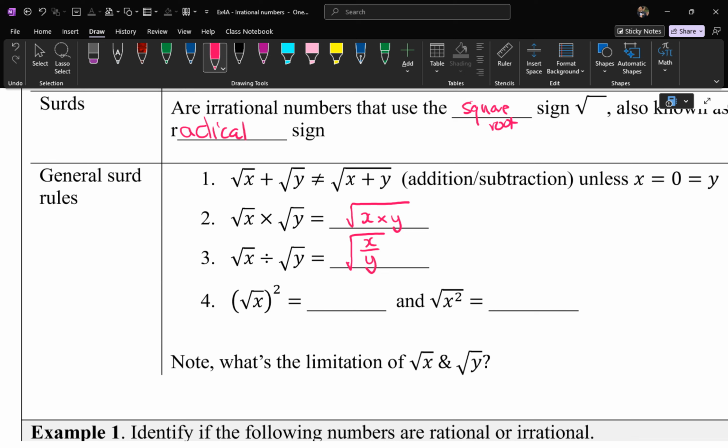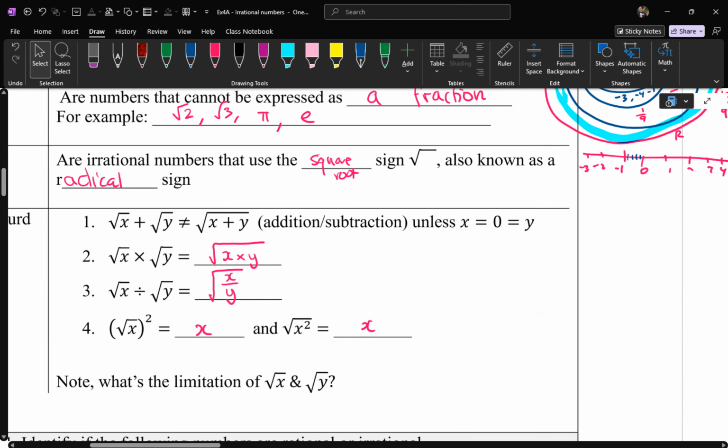And then, like we already understand, squaring and square root are inverses of one another. So that means if you did root of x and you squared it, you should get the answer of x. Very good. And similarly, if you did it the other way around, if you squared x and then you square rooted it, it should give you the answer of x as well. Very good.